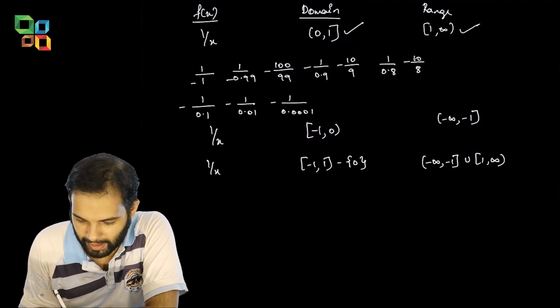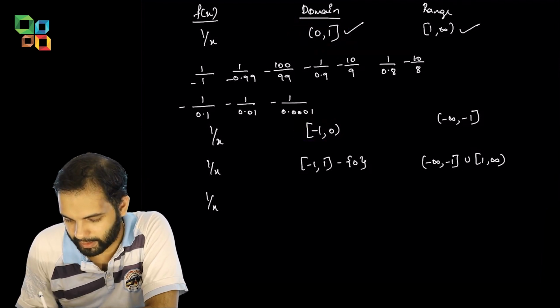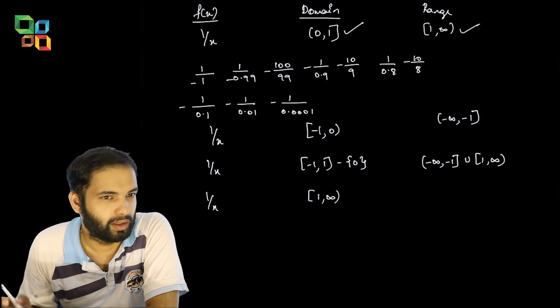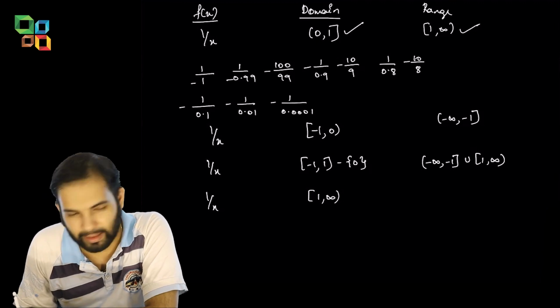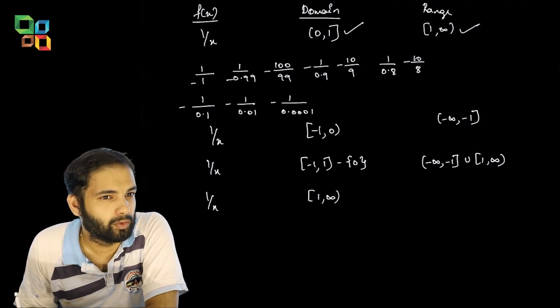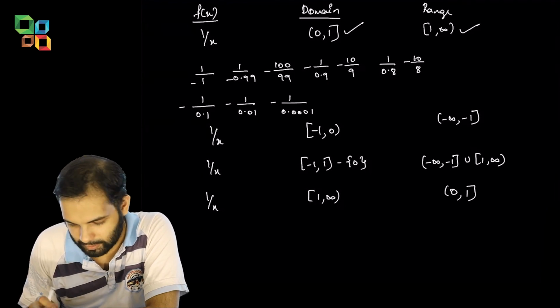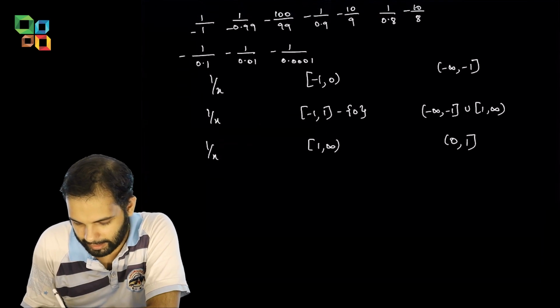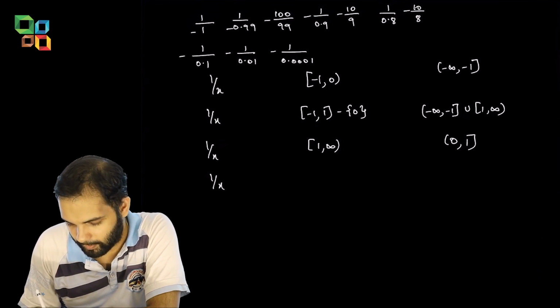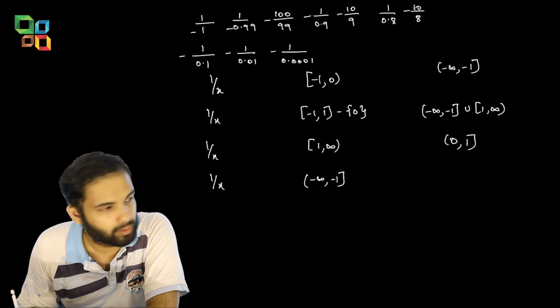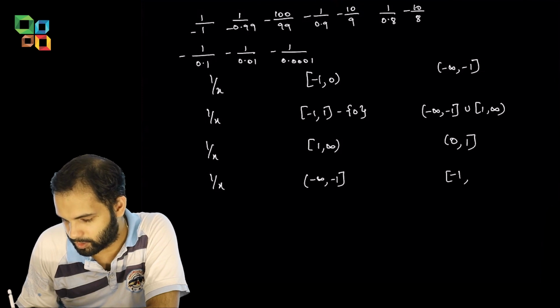Now again for 1 by x, suppose my domain is from 1 to infinity. What would be my range? 0 to 1, right? Can I include 0? No. 0 would be reached only at infinity, so I can't include 0. Again, the same logic for minus infinity to -1: the range is -1 to 0.